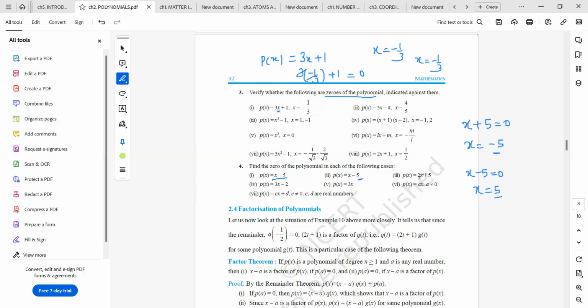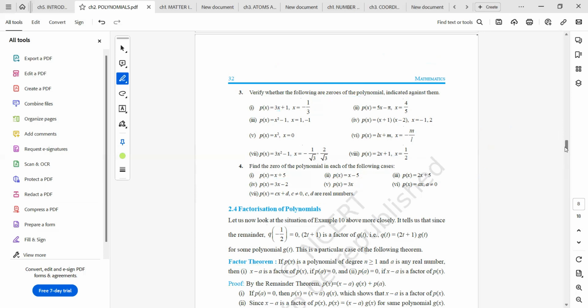Similar way you can calculate. Here x will be minus 5 over 2. Here this will be 2 over 3, right? Okay, so this way you can calculate. Now to factorize. Now we know how to find out the zero of the polynomial. Now how to do the factors of these polynomials.